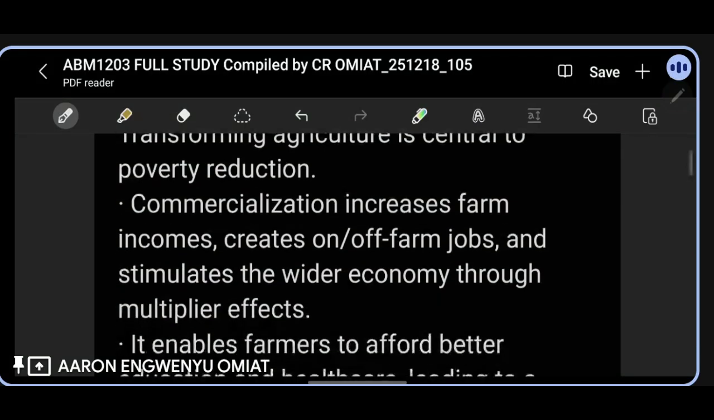We know that commercialization increases farm incomes, creates farm jobs, and stimulates the wider economy through a multiplier effect. If someone is growing on a large scale, at a commercial scale, they're employing people, even at the basic level, just to go and dig. But as they progress in commercialization, they reach a point where they're employing agribusiness managers to run their farms, researchers, veterinarians, and different people.